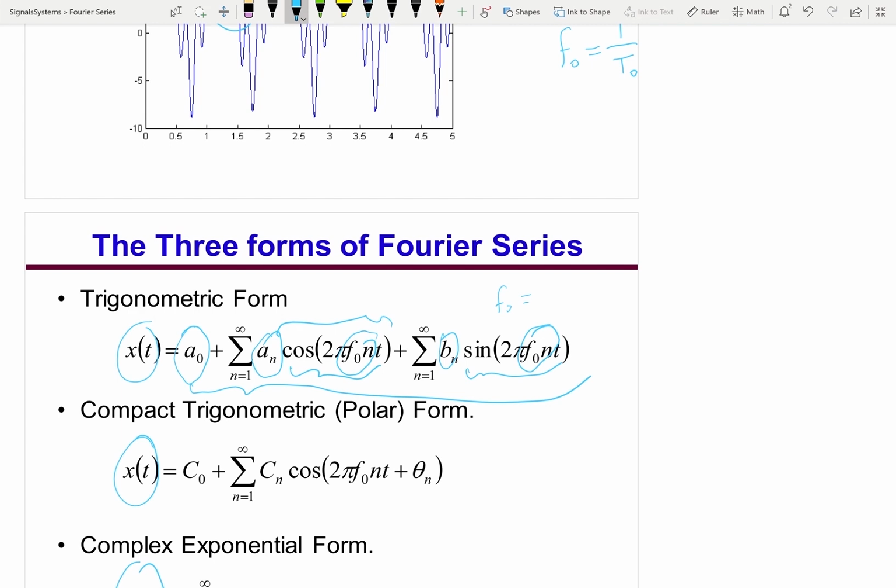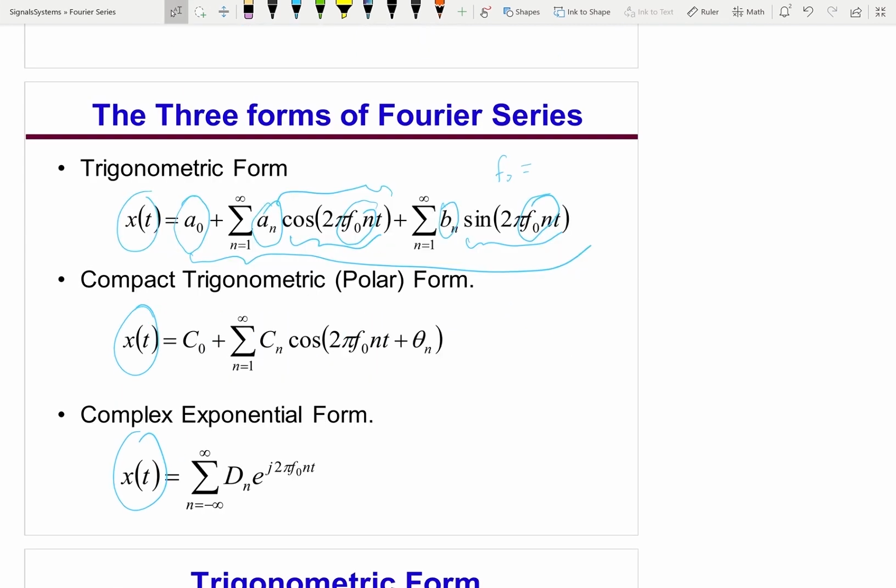And we will find out how we find A0, An, Bn, and so forth. And that's the Fourier series technique. Also, we can express it in the compact trigonometric form. In this one, I can express the same periodic signal x of t as a linear sum of cosine functions of different frequencies or different harmonics.